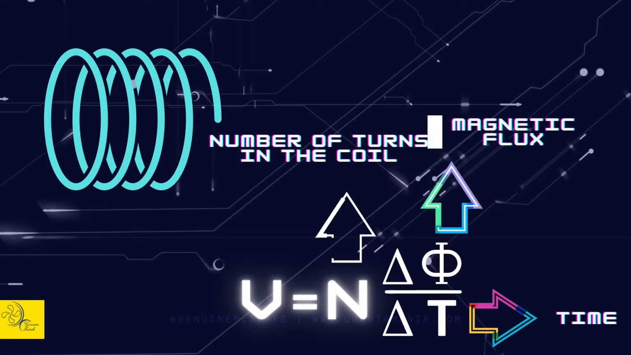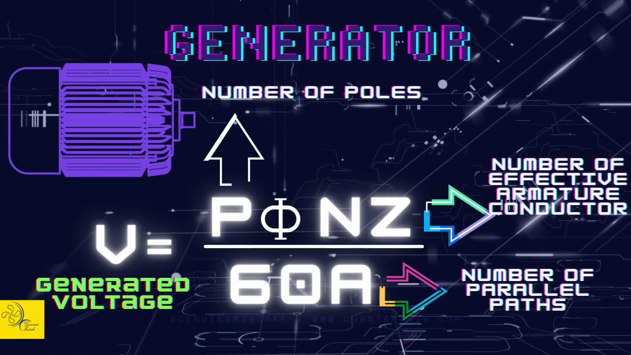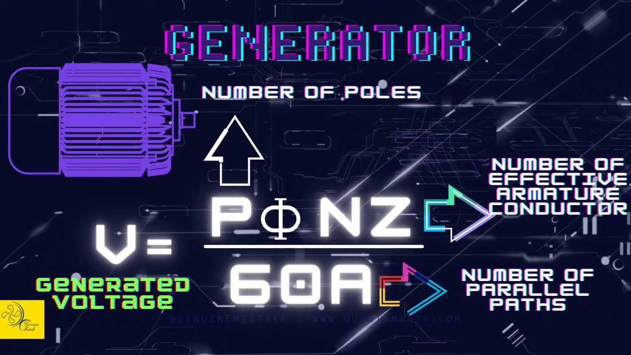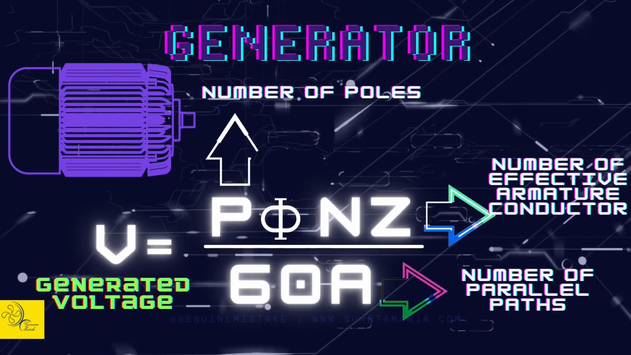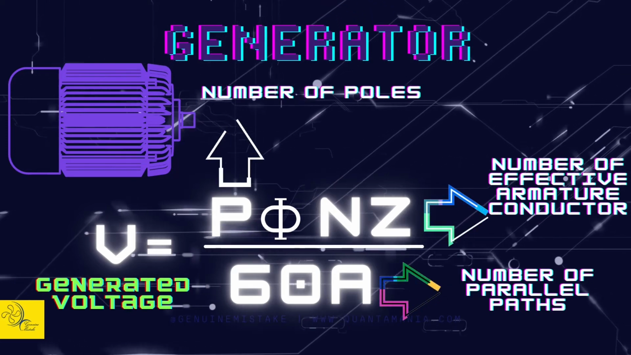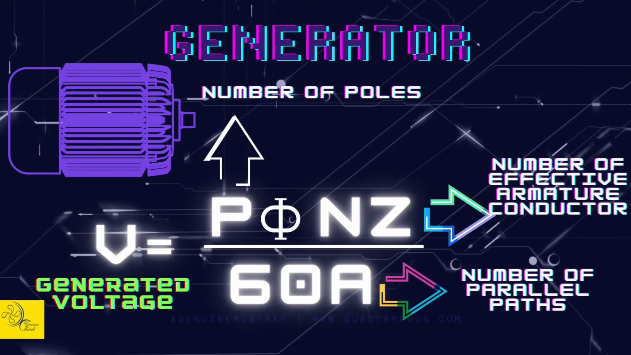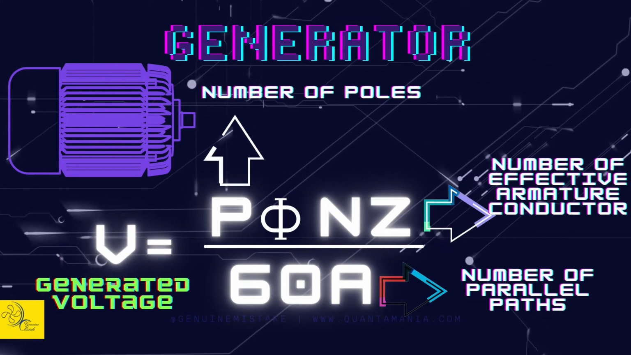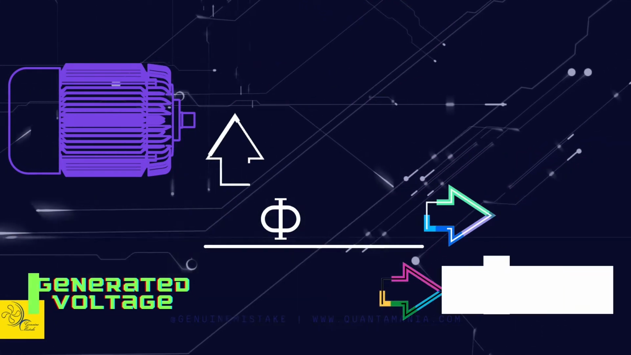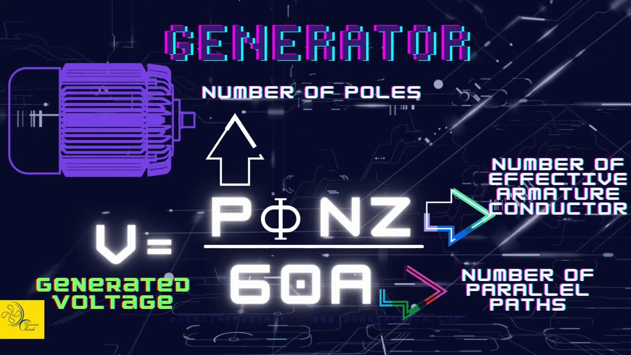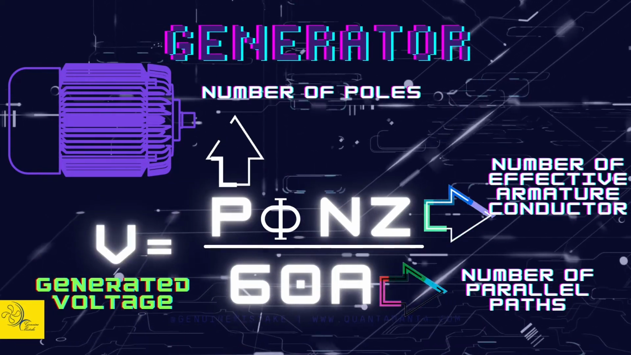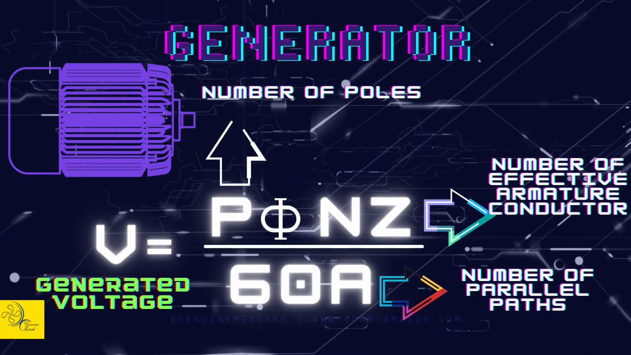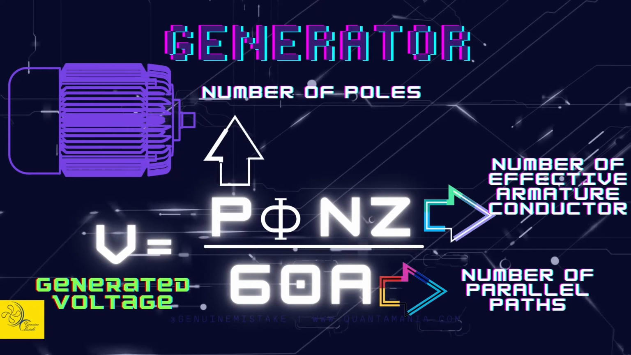Now, a generator is a little bit different since we have more coils and more poles in a generator. If you want to calculate the voltage generated in a generator, then we need to multiply the number of poles, P, by phi, the magnetic flux, by N, the number of turns, by Z, the number of effective armature conductors, and divide them all by 60A. And A is the number of parallel paths in the generator.